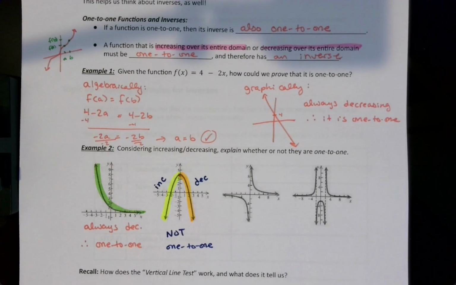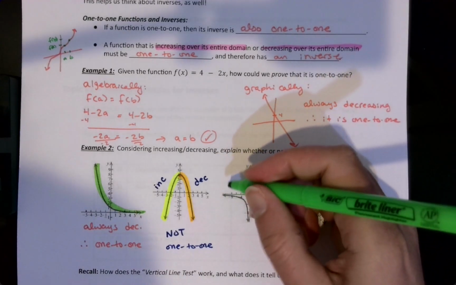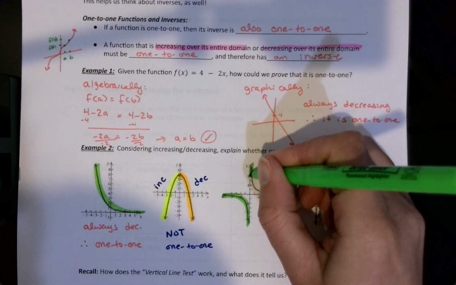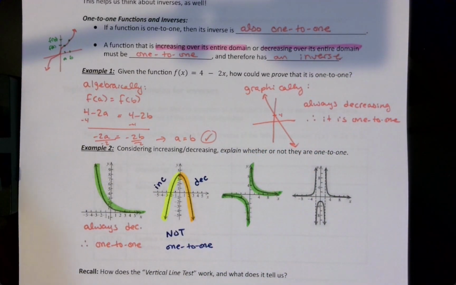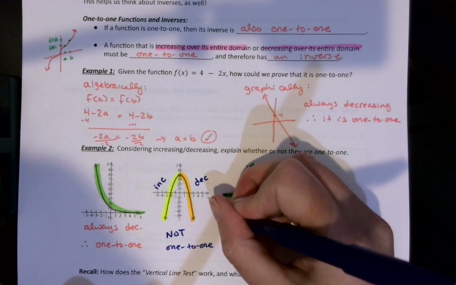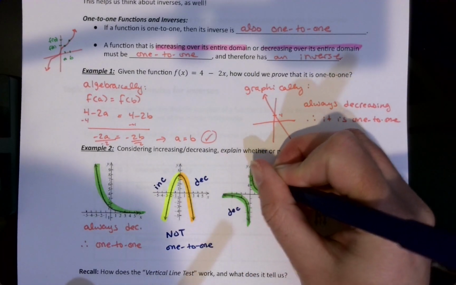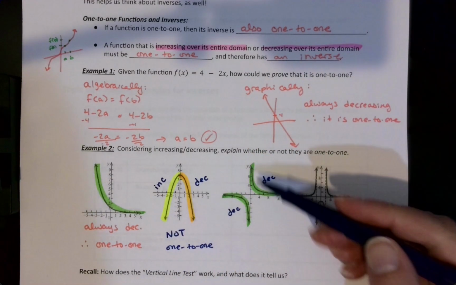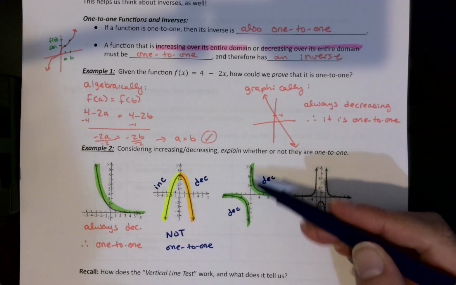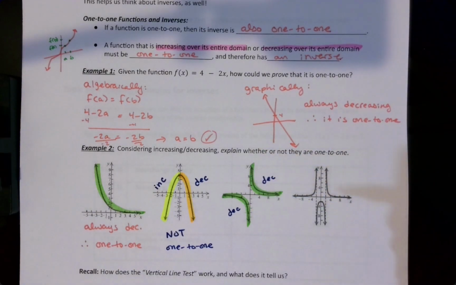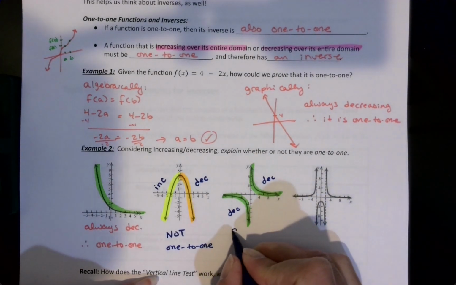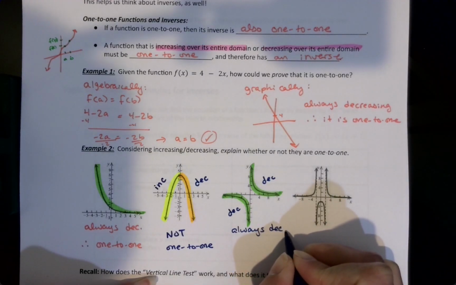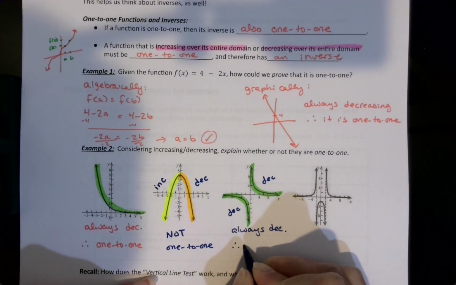In the next graph, this function, reading from left to right, decreases in value and then decreases in value as well. It does have two separate pieces. There is an asymptote, but across its entire domain, it is always decreasing. It's decreasing until 0. 0 is excluded from the domain. Then it decreases from 0 onward. So it is always decreasing, and therefore, it is 1 to 1.